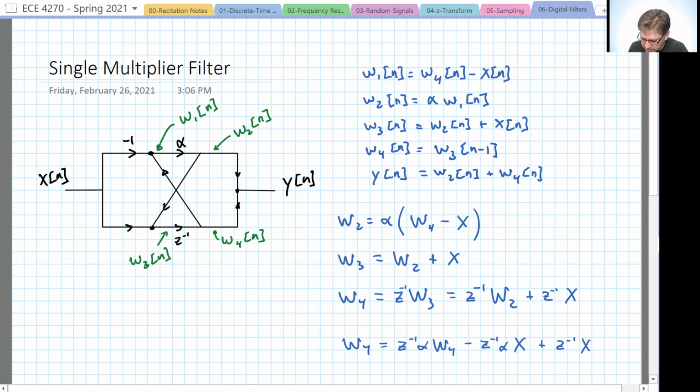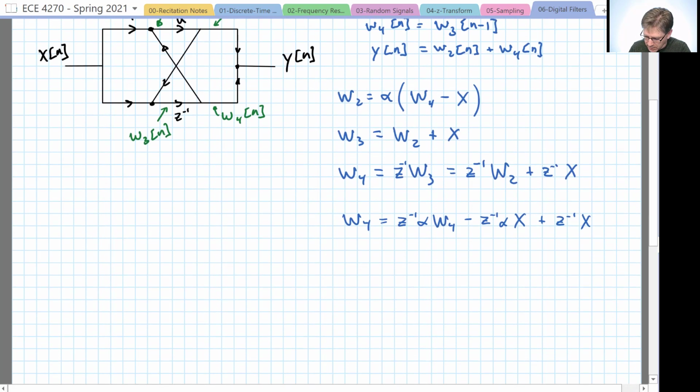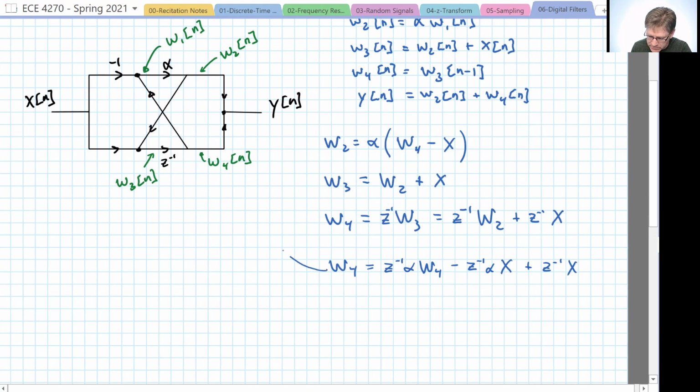We have an expression for W4, and just to use the space well, I'll throw it over here, and we get W4 is equal to z to the negative 1 times 1 minus alpha over 1 minus alpha z to the negative 1 times x.